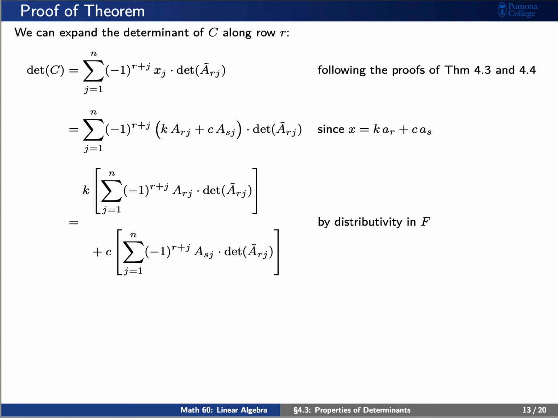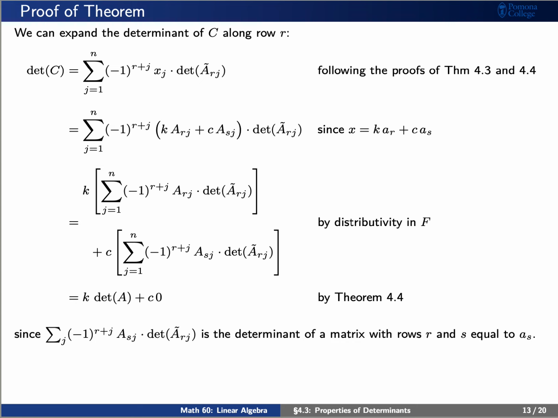Now let's take a look at the second expression, the sum, where here we have A sub sj times the determinant of arj tilde. Well, if we ignore the A sub sj, that entry, then it really looks like the sum here corresponds to the determinant of A. But the A sub sj is the one term that seems to be throwing things off. It's almost as if we had row R and actually replaced that with row S. But this is indeed the case.